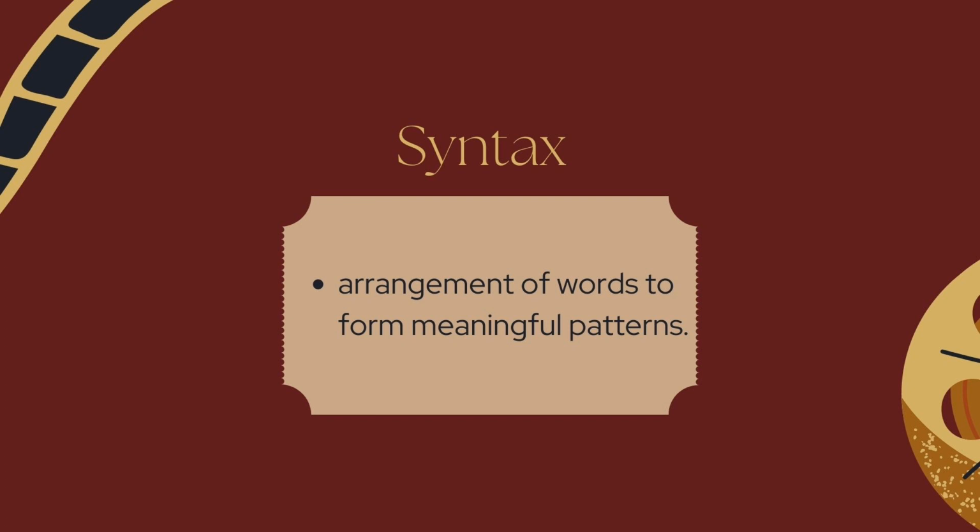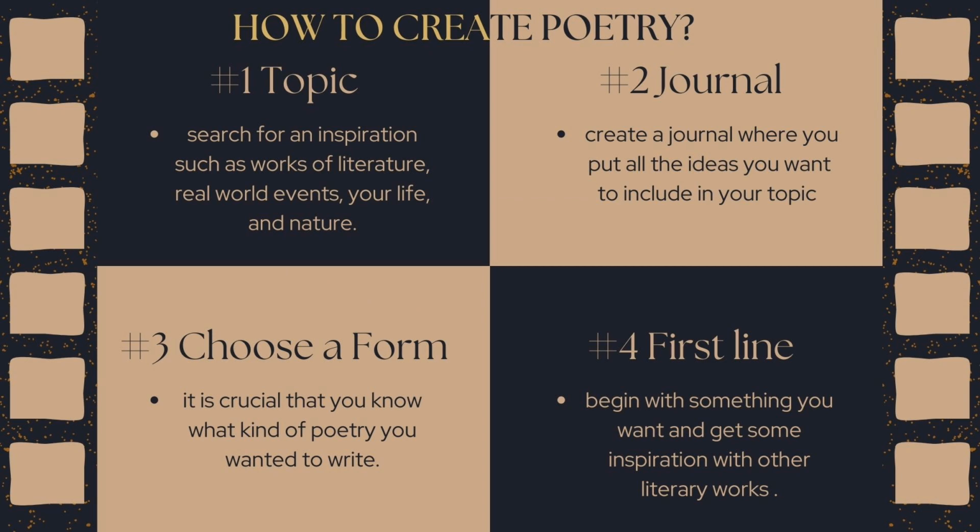Next slide, please. So these are the things on how to create poetry. The first thing we need to do is topic. Search for an inspiration such as works of literature, real world events, your life, and nature. Next one is the journal. Create a journal where you put all the ideas you want to include in your topic.